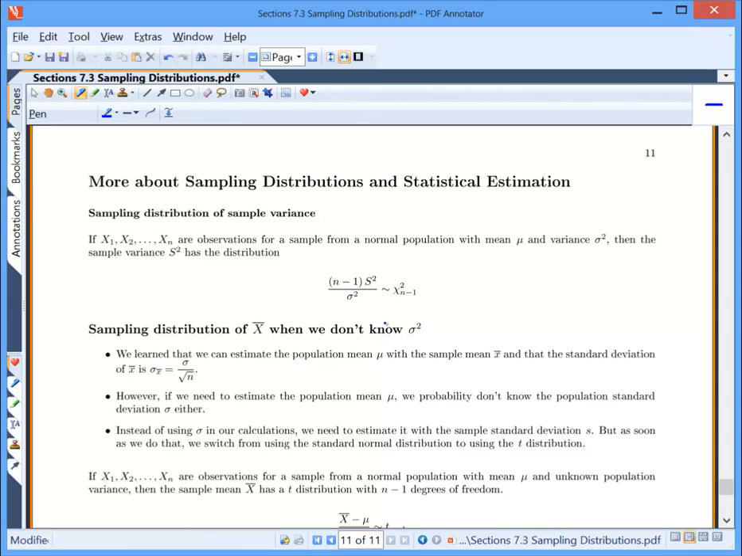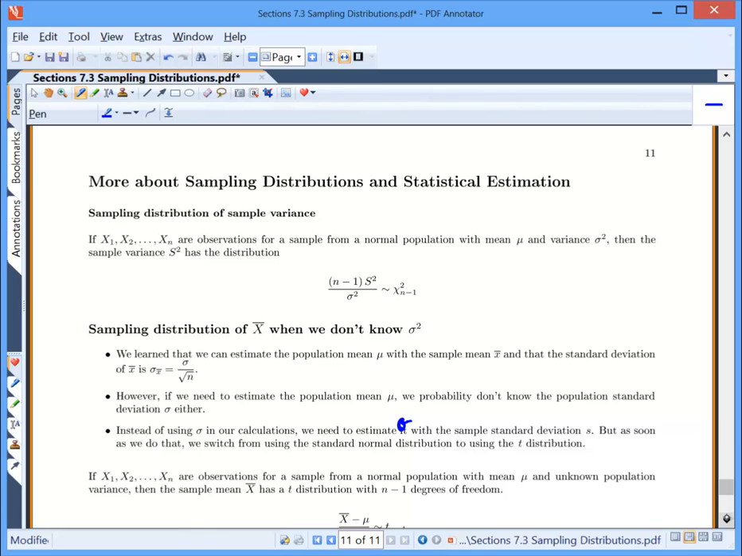So we learned that we can estimate the population mean mu with the sample mean x bar, and that the standard deviation of x bar is sigma x bar equals the original population standard deviation over the square root of n. However, if you need to estimate the population mean mu, you're not going to know the population standard deviation either, or at least that would be very unlikely. And so instead of using sigma in our calculations, we need to estimate sigma with the sample standard deviation s. But as soon as we do that, we switch from using the standard normal distribution to using the t distribution.